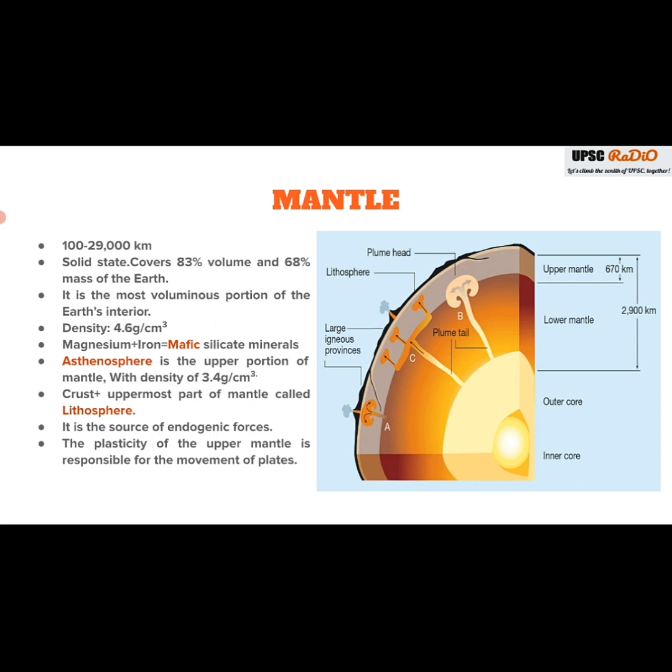Asthenosphere is the upper portion of the mantle with a density 3.4 gram per centimeter cube. Astheno means weak. Why so? Asthenosphere is found to be in plastic stage because of the presence of radioactive materials like potassium and uranium. These materials generate thermonuclear reaction, thereby producing heat. Hence, due to this heat, the materials in this layer are in semi-solid state or plastic state.